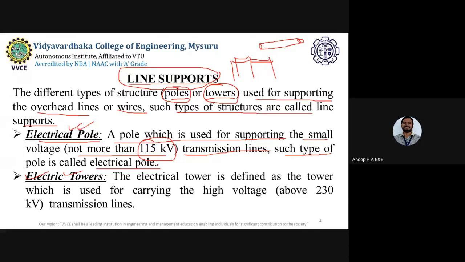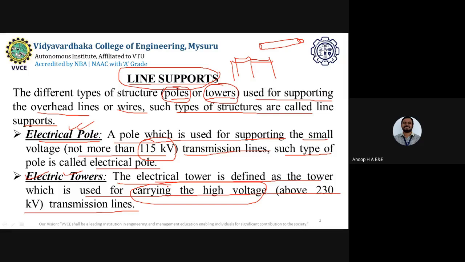Next, what do you understand by electrical tower? The electrical tower is defined as the transmission tower which is used for carrying high voltage, above 230 kilovolt transmission lines. We call that 230 kilovolt, which is generally used for carrying high voltage. HV generally refers to high voltage lines. The electric tower is the tower used for carrying high voltage, about 230 kilovolt transmission lines. That is how you can generally say it is an electrical tower.